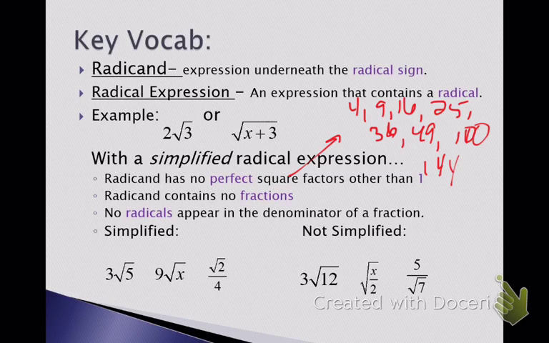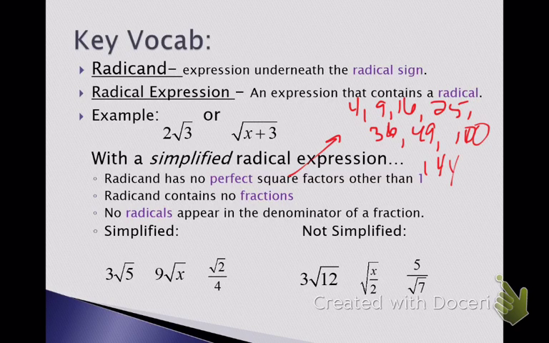A radicand cannot have any fractions. We can't have fractions inside of the radical sign. And we cannot have radicals in the denominator of a fraction. It creates an irrational number, and so we're going to have to do what we call rationalizing the denominator.